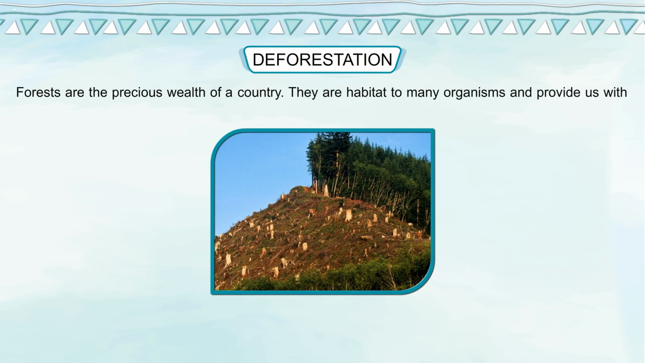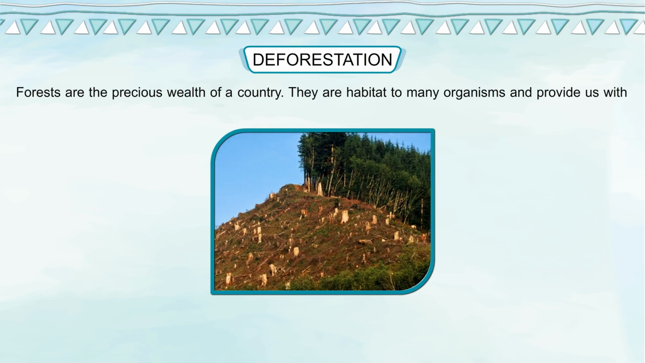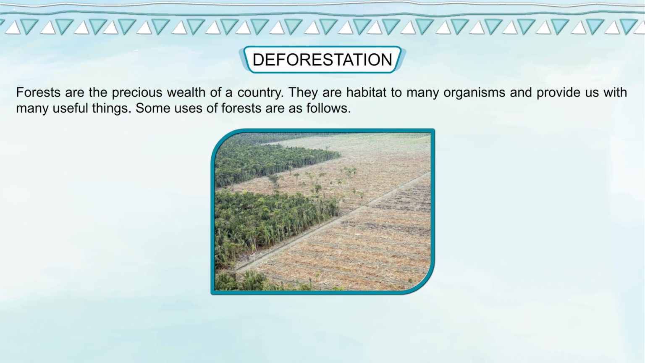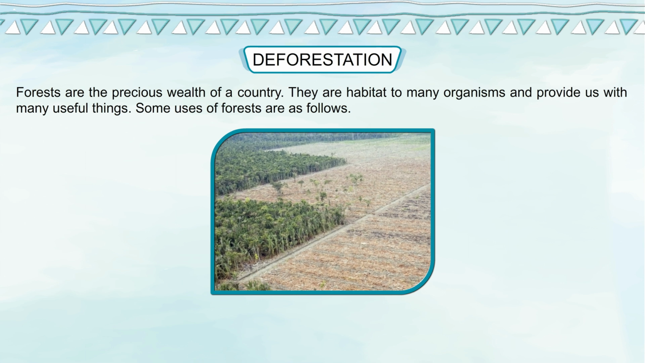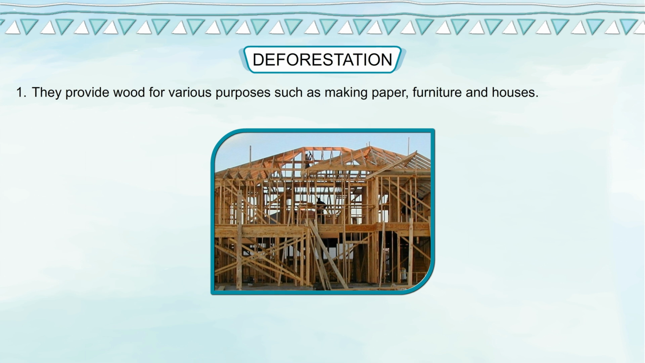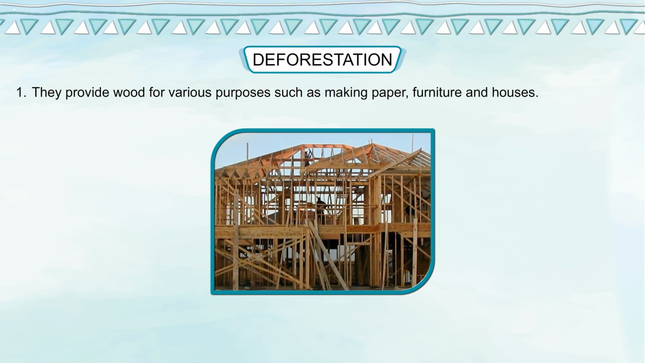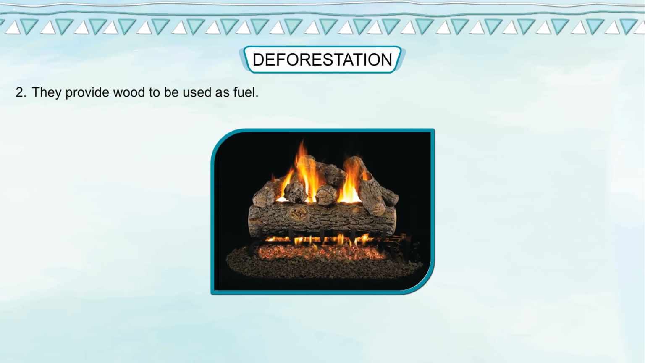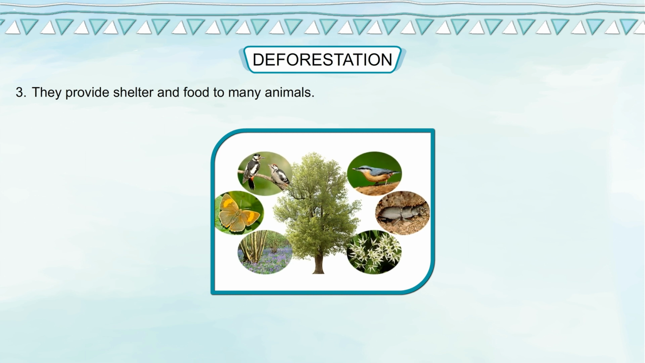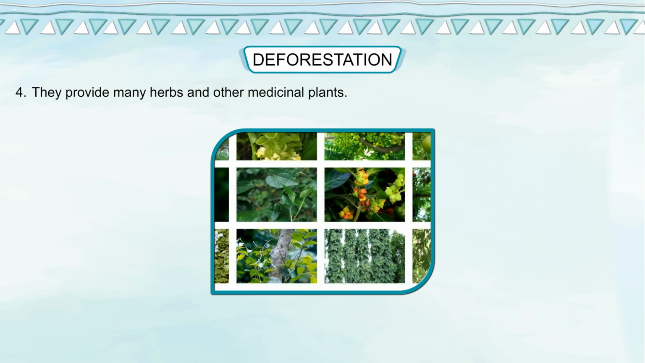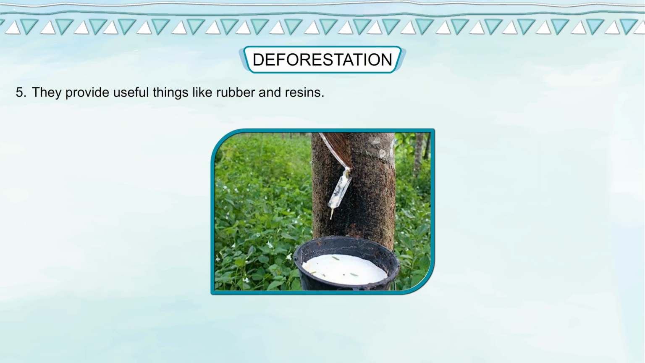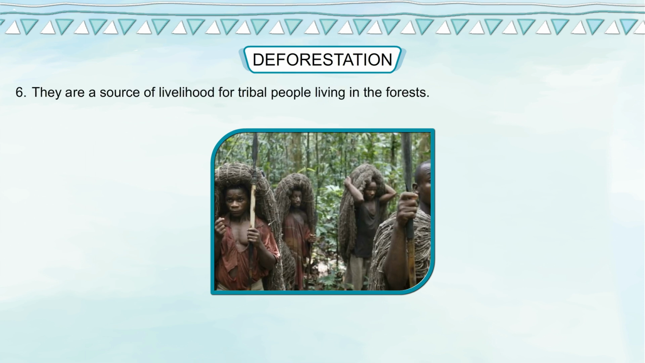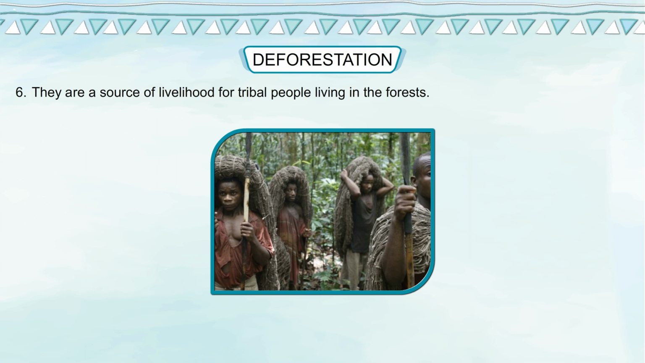Deforestation. Forests are the precious wealth of a country. They are habitat to many organisms and provide us with many useful things. Some uses of forests are as follows. They provide wood for various purposes such as making paper, furniture, and houses. They provide wood to be used as fuel. They provide shelter and food to many animals. They provide many herbs and other medicinal plants. They provide useful things like rubber and resins. They are a source of livelihood for tribal people living in the forests.